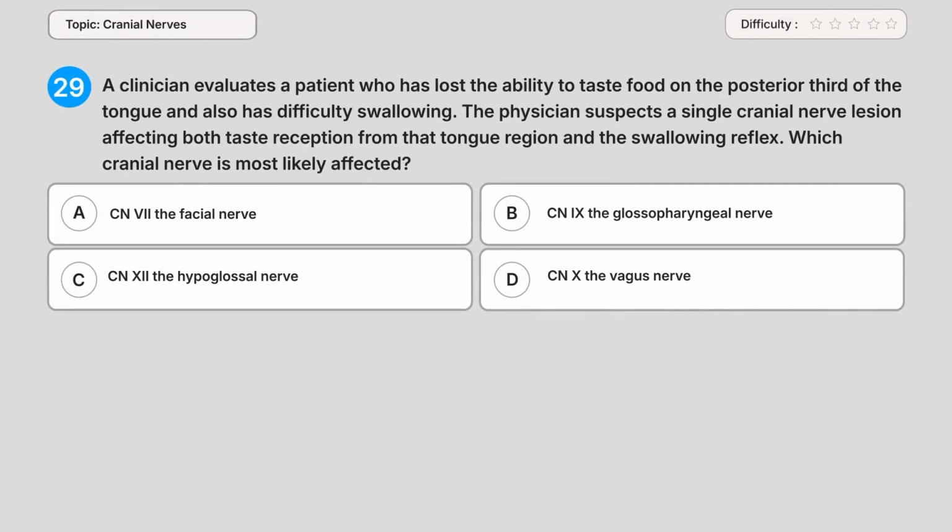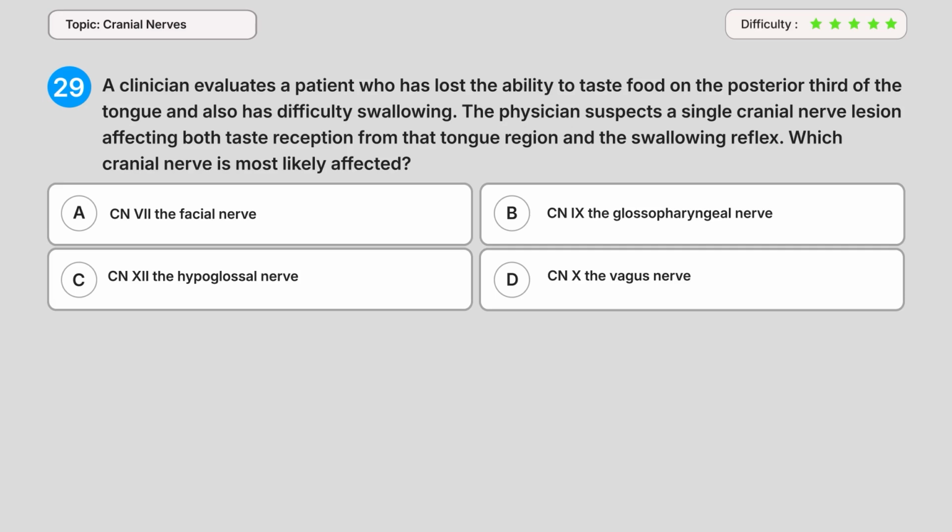29. A clinician evaluates a patient who has lost the ability to taste food on the posterior third of the tongue and also has difficulty swallowing. The physician suspects a single cranial nerve lesion affecting both taste reception from that tongue region and the swallowing reflex. Which cranial nerve is most likely affected?